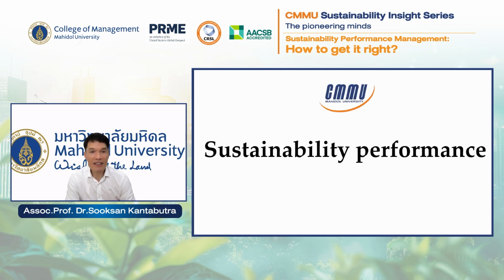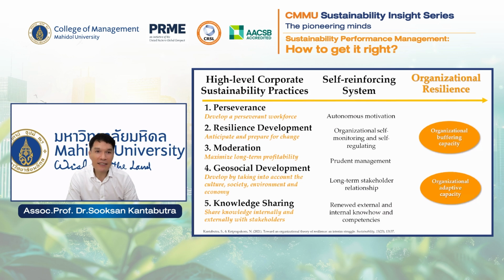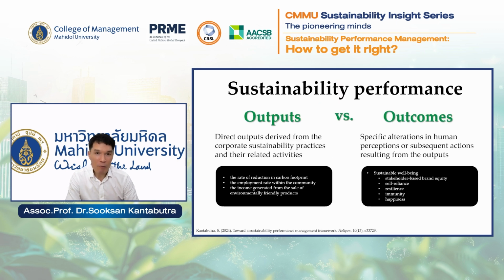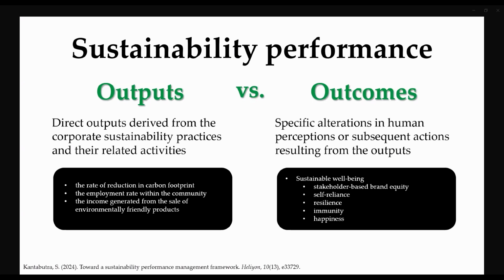So how do you measure the success of the vision, the success of the values, the success of the strategy, the success of your sustainability practices, right? There is sustainability performance, right? Within the sustainability performance, this is very important. Most people only focus on output. Outputs are the direct outputs delivered from the practices and their related activities. For example, the rate of reduction in carbon footprint, everyone measures that, right? The employment rate within the community, the income generated from the sales of environmentally friendly products. Everyone measures that, right?